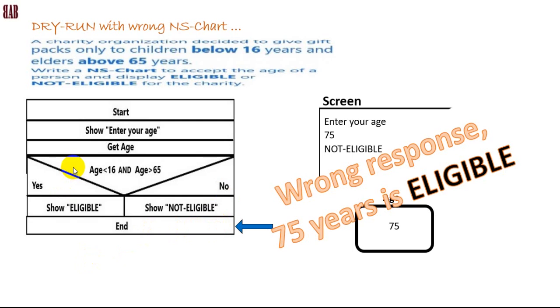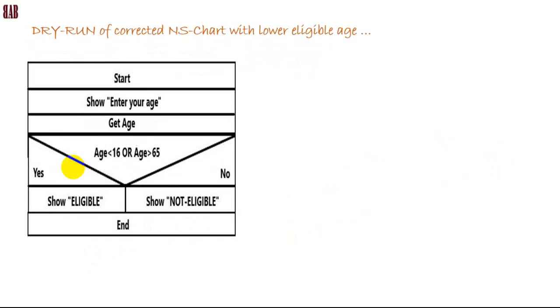Already cleared. Now let's go and see how to do a corrected version of this. Okay, now this is a corrected version. So what is the corrected version doing? Instead of using an AND operator, I have changed it to an OR operator. Let's see how this becomes true, how this works.